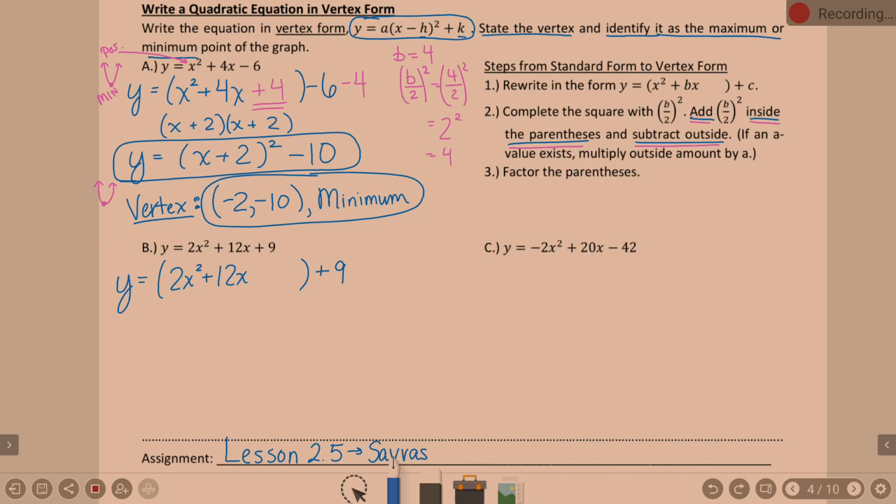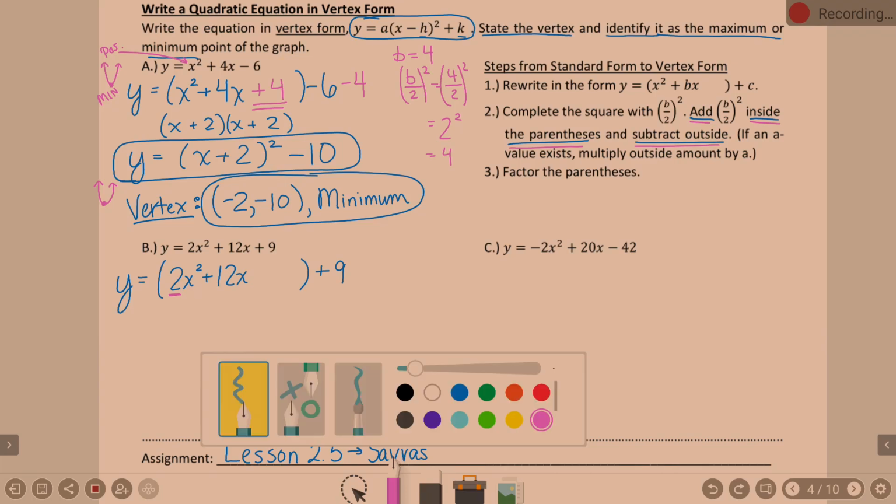Now, what's slightly different about this one? There's an a value, isn't there? Can we have that a value there? No. Now, when we're completing the square, we could just divide everything by 2 and get rid of it. We can't do that this time because we don't want to lose our a value. So, with that in mind, I'm going to tell you to factor this 2 out front. We're only going to factor it out of those 2 parentheses.